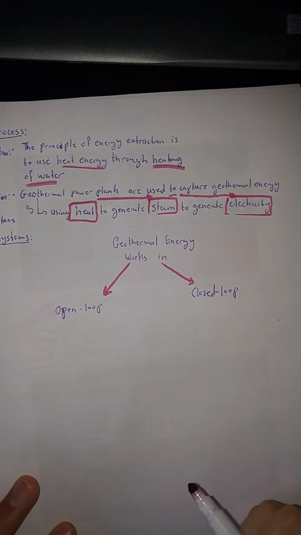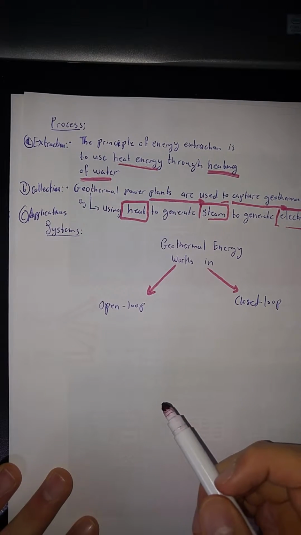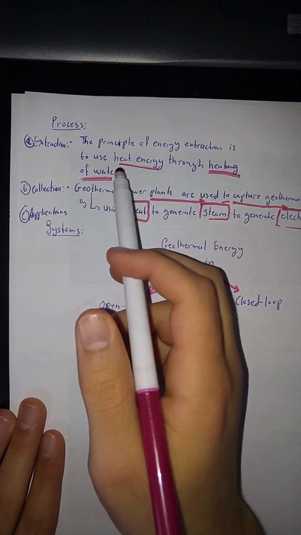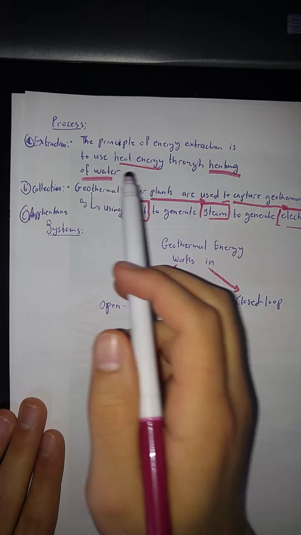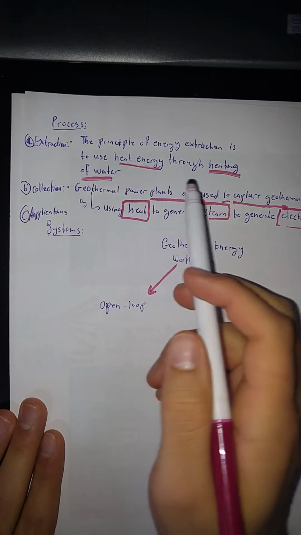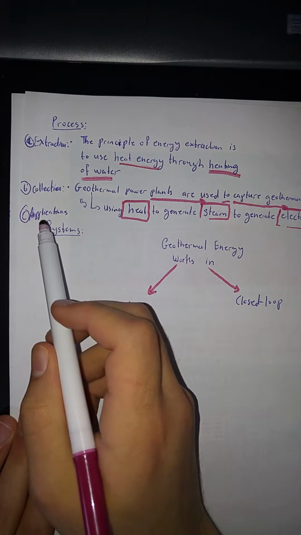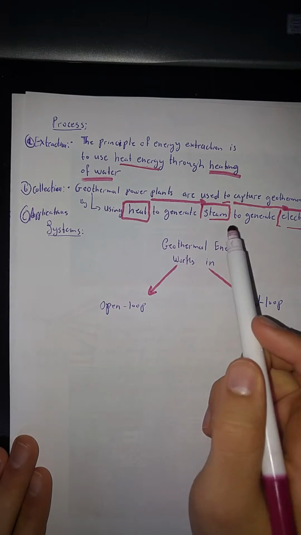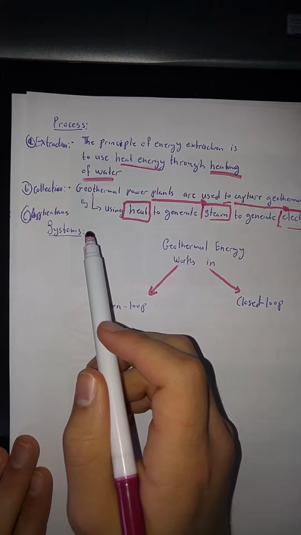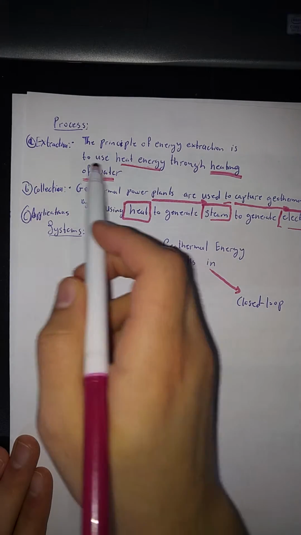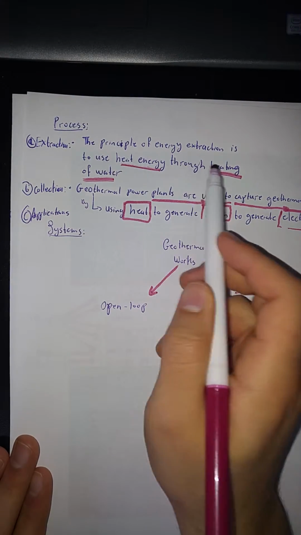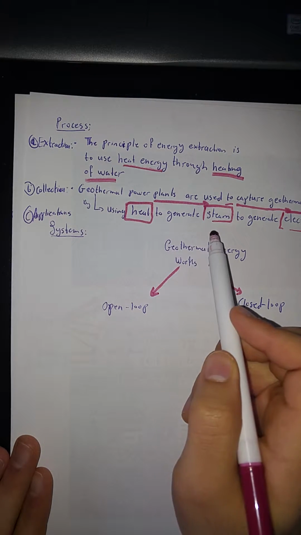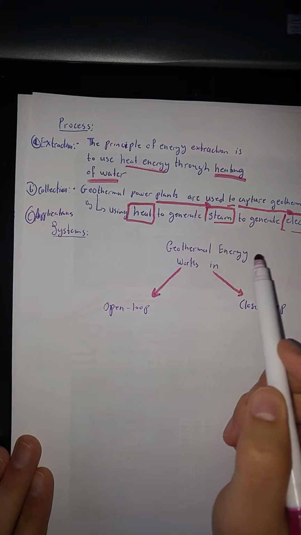So the process of geothermal engineering is broken down into three sections. The first of which is extraction, and the principle of energy extraction is to use heat energy through heating of underground water. The collection process is based on geothermal power plants capturing geothermal energy, and this is done by using the principle of energy extraction, where heat is used to generate steam to generate electricity.